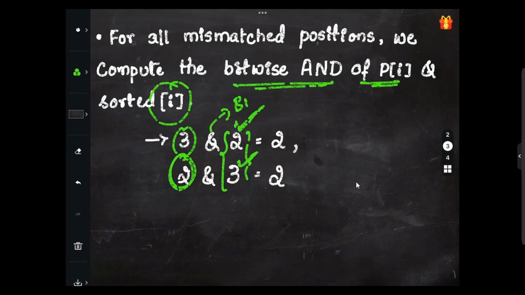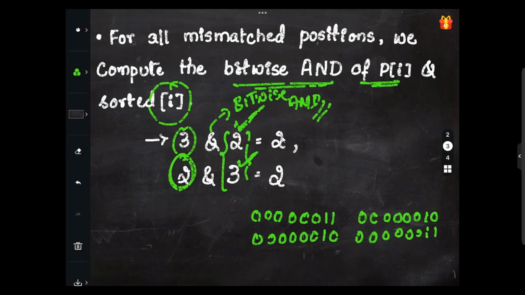So yeah, we will be making use of the bitwise AND here. Bitwise AND, right? So in this case, we will be going with 3 and 2, and 2 and 3, right?